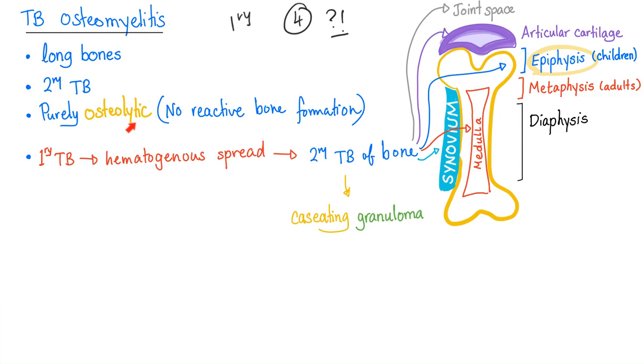Purely osteolytic, not osteoblastic. It's destroying everything. And as you know, when I say tuberculosis, you can say caseating granuloma. When I say histoplasmosis, caseating granuloma. Blastomycosis, caseating granuloma. Coccidioidomycosis, caseating granuloma. But sarcoidosis, non-caseating granuloma. How about giant cell arteritis or temporal arteritis? Usually non-caseating granuloma.